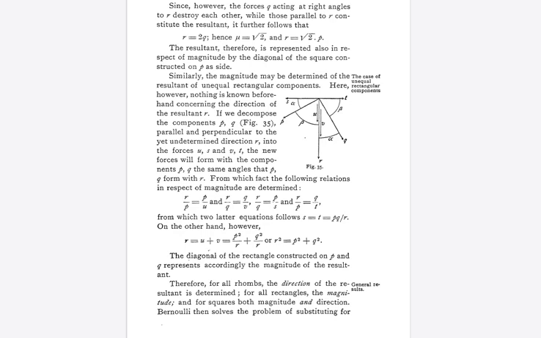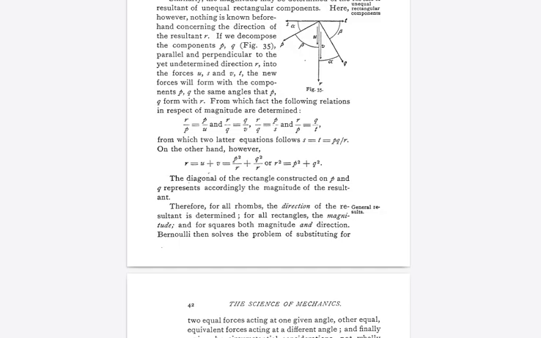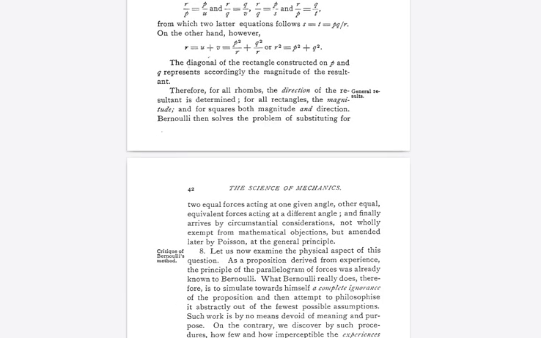Bernoulli then solves the problem of substituting for two equal forces acting at one given angle, other equal, equivalent forces acting at a different angle, and finally arrives by circumstantial considerations, not wholly exempt from mathematical objections, but amended later by Poisson, at the general principle. Section 8.